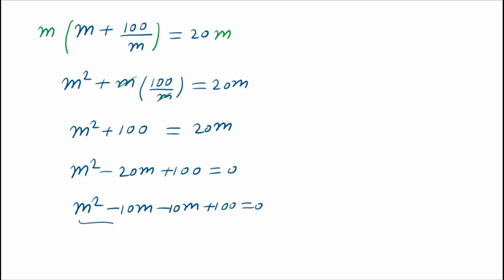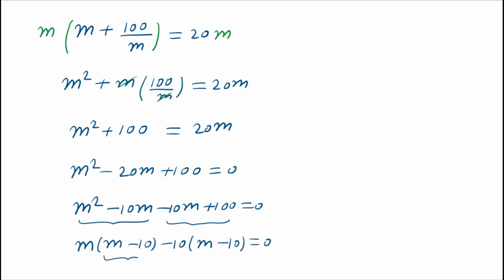Look carefully at the first two terms. If we take m common, then m squared divided by m gives m, and minus 10m divided by m gives minus 10. And look carefully at the last two terms. If we take minus 10 common, then minus 10m divided by minus 10 gives m, and 100 divided by minus 10 gives minus 10, and this equals 0.